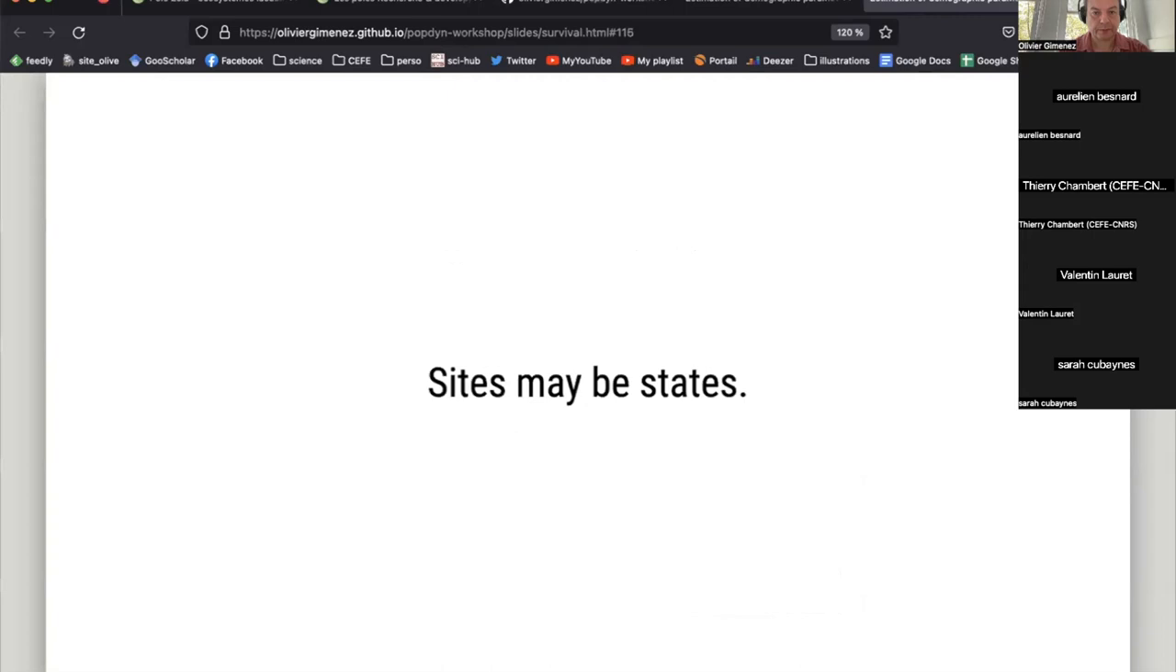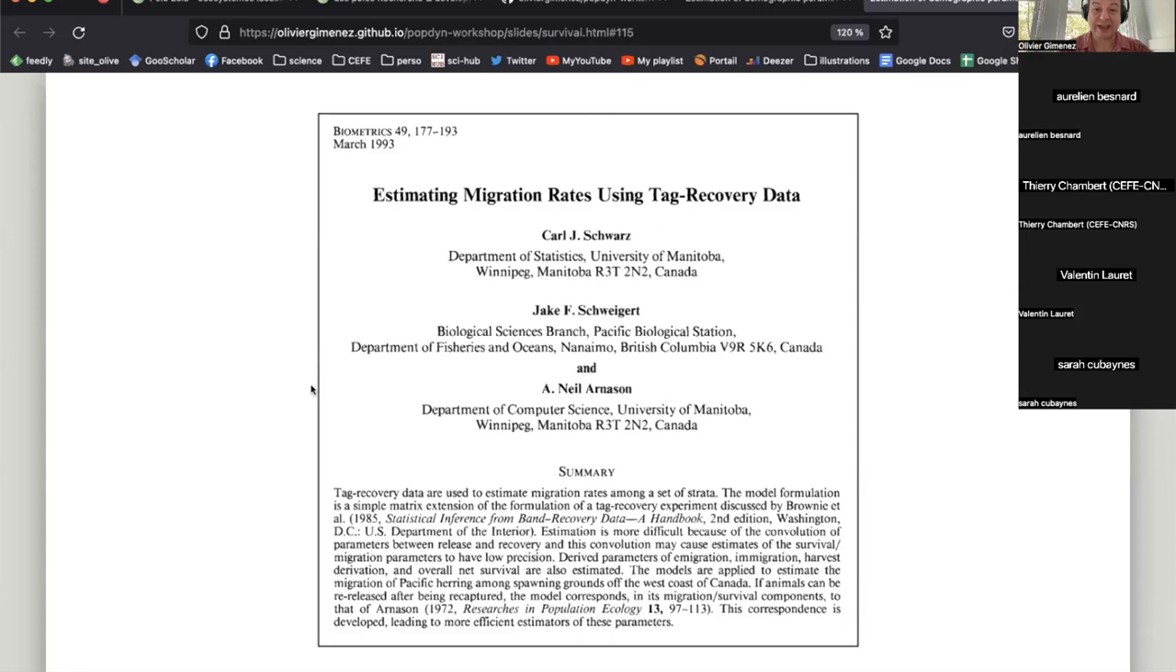So the initial papers were all about sites. So A and B would be colonies, or I don't know, breeding sites or wintering sites. You see what I mean? Geographical locations. So discrete places in space. Okay. It's not continuous, and it's also sites, geographical locations.